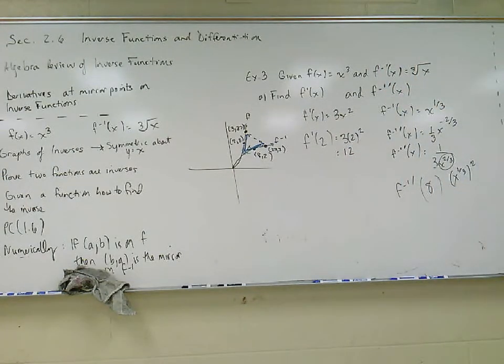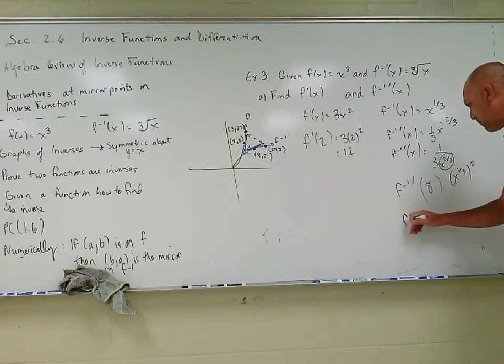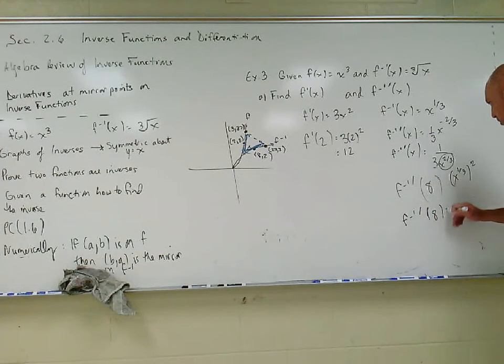So before I even work the problem, what answer am I anticipating over here? If I go with the trend, 1 over 12, the reciprocal. So let's see. f inverse prime of 8 is 1 over 3 times 8 to the 2/3. So you do cube root and then you square. Well, cube root of 8 is what number? 2. 2 squared is 4. 1 over 3 times 4 is 1/12, and there's the relationship again.